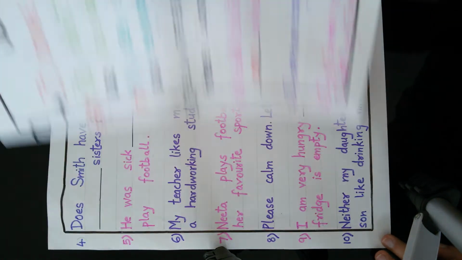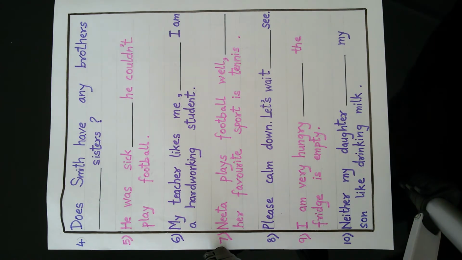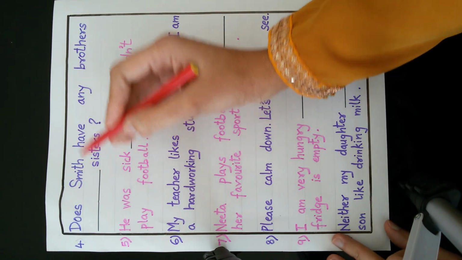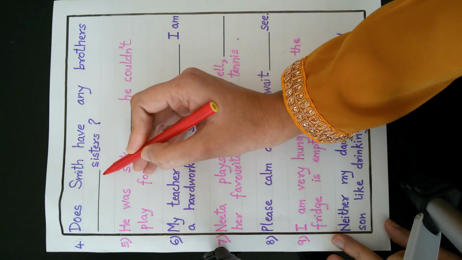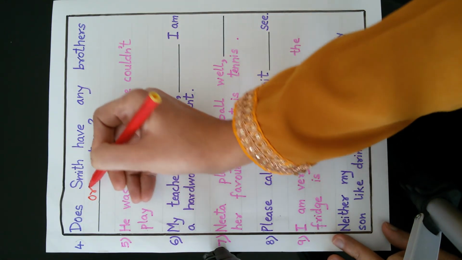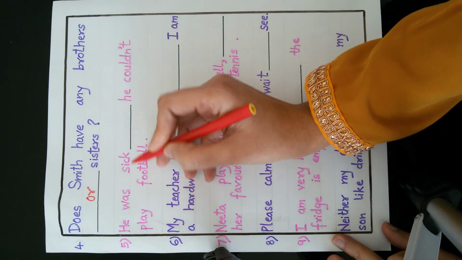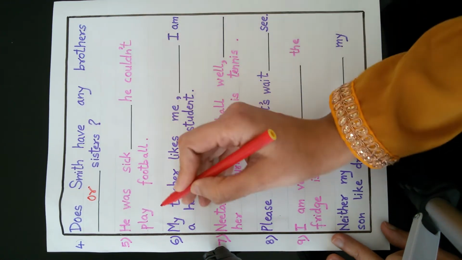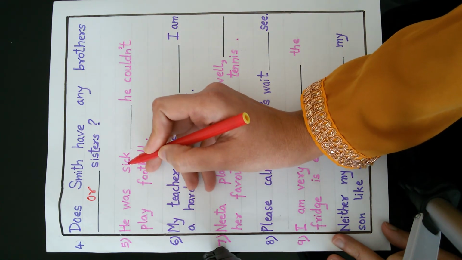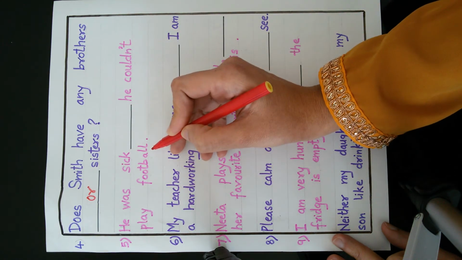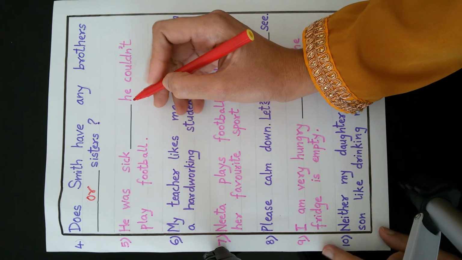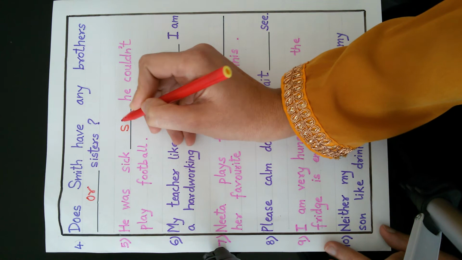Let us see the next sentence. Does Smith have any brothers or sisters? He was sick, dash, he couldn't play football. So the result of his sickness was that he couldn't play football. When a sentence shows result or consequences, we use the word so.